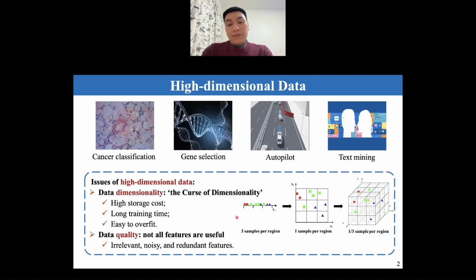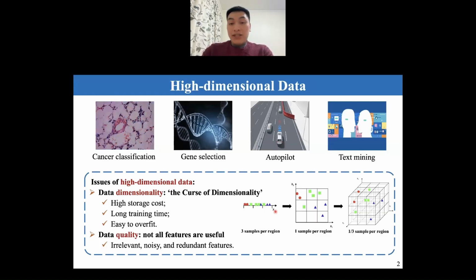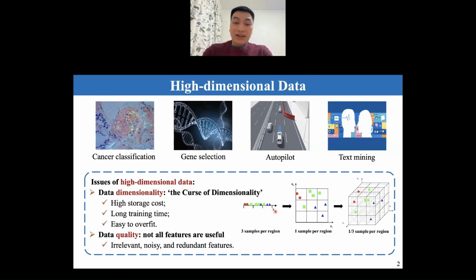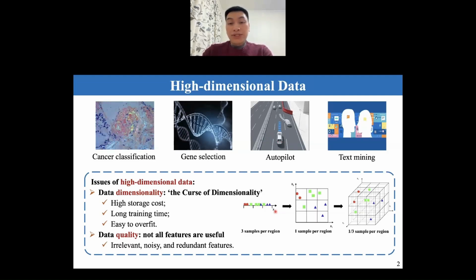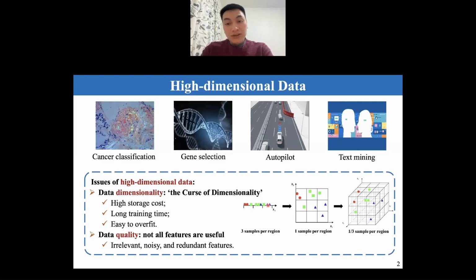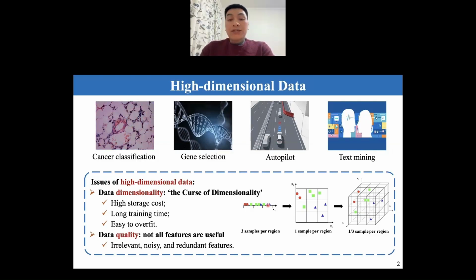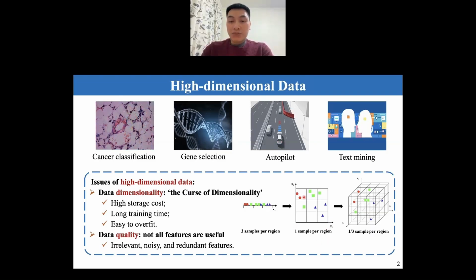Suppose that we have only one feature. In this case, we have X1 here, and we can split the feature X1 into 3 intervals. The task here is to classify 9 samples into 3 regions, and the 9 samples are from 3 classes: red, green, and blue. When we have only one feature X1, on average we are going to have 3 samples per region, which is good. If we increase the number of features by 1, so now we have 2 features, X1 and X2.